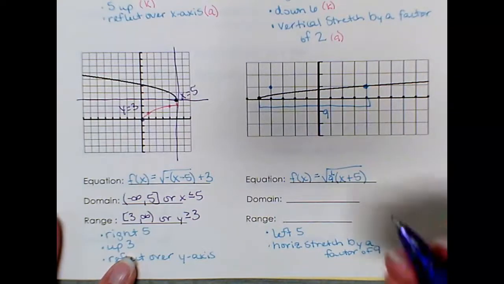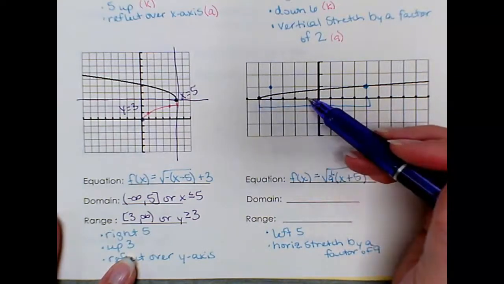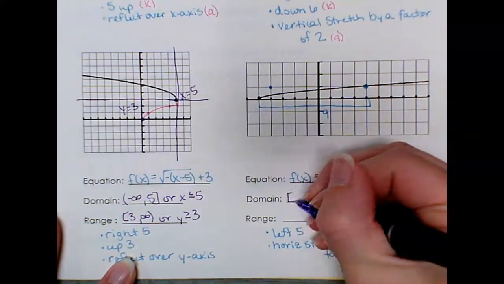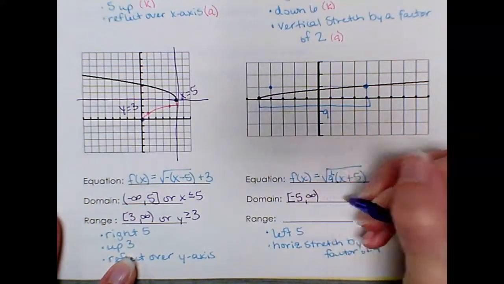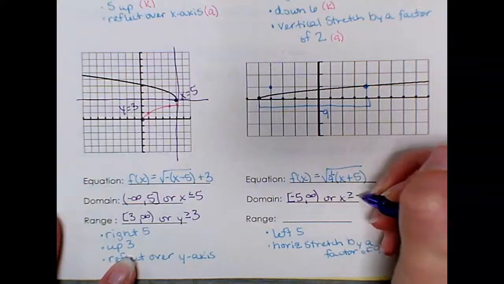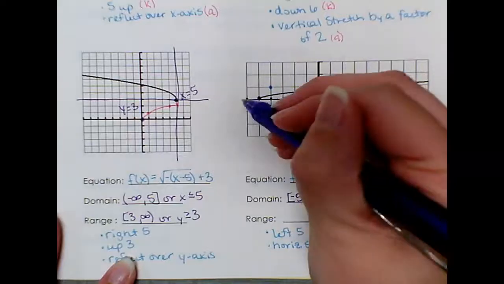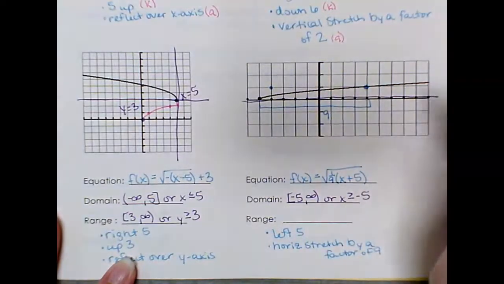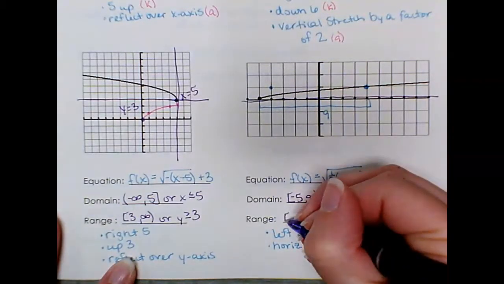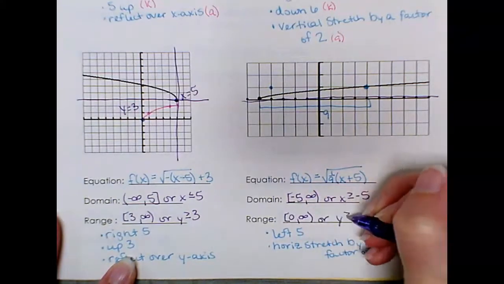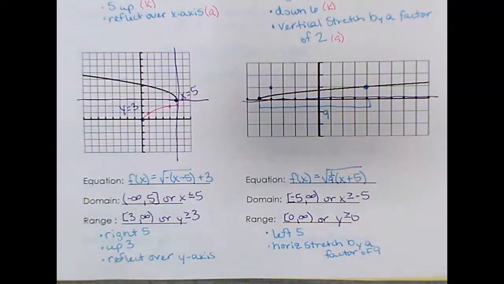The domain is all the x values from negative 5 and to the right. So negative 5 to infinity, or x values greater than or equal to negative 5. And the range is all the y values from 0 up. So from 0 to infinity, or all the y values greater than or equal to 0.